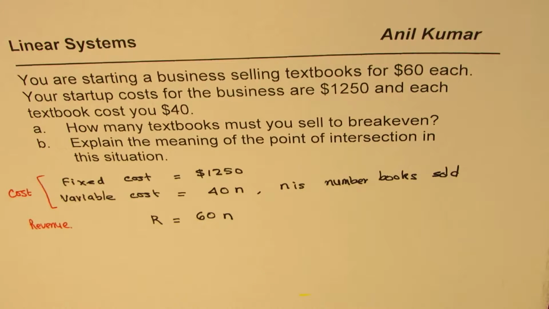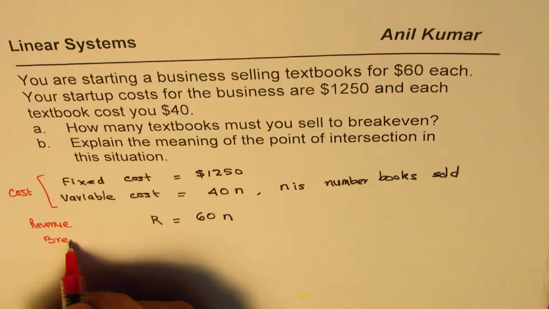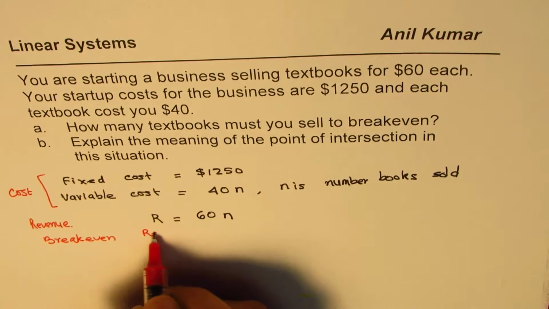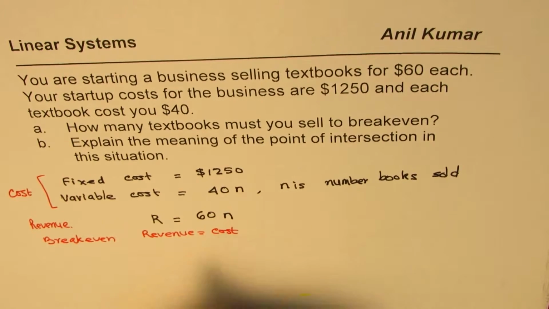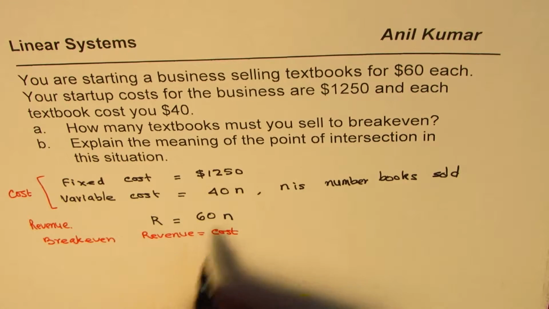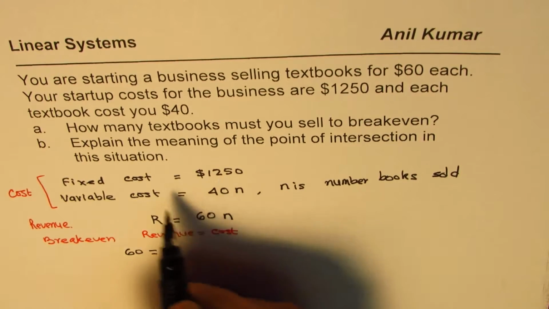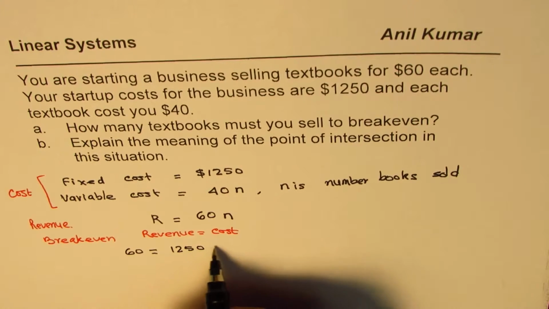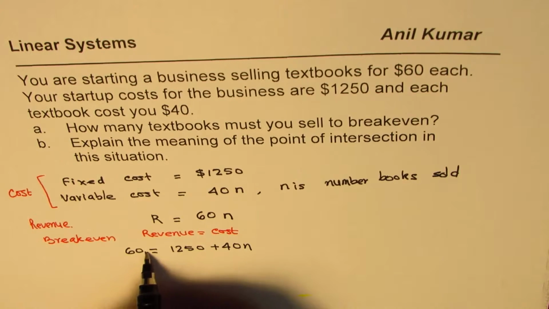Now what is break even? Break even point, or the situation where you break even in business, is when revenue equals cost. So that is the break even point. So at this position, the revenue for us is 60n. We'll write 60n here for revenue, equals the cost, which is a combination of these two, which is 1250 plus 40n. So now we can solve this equation.